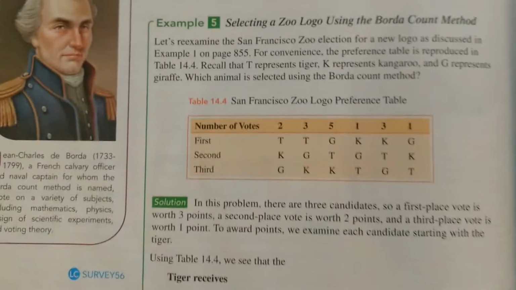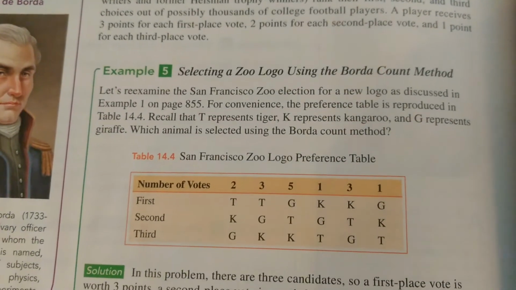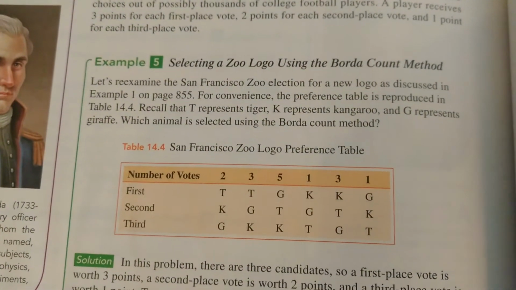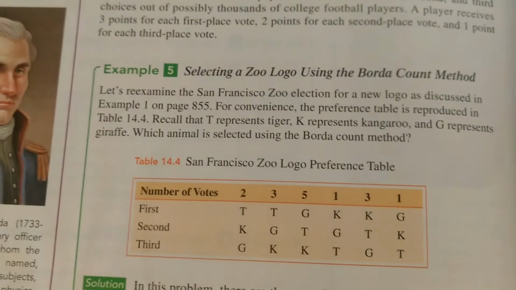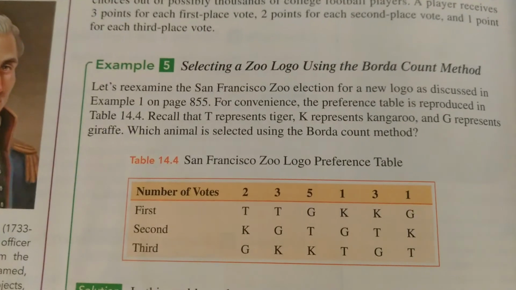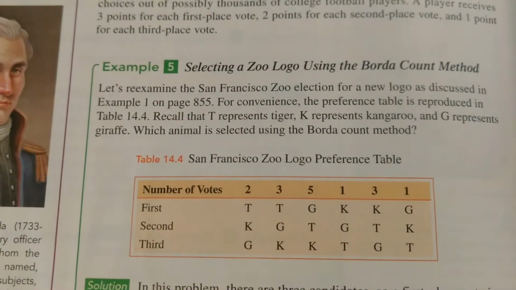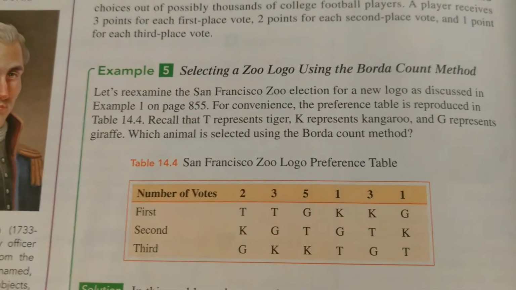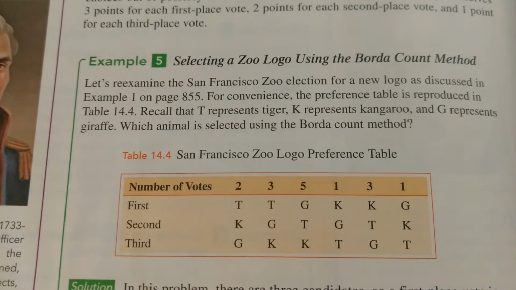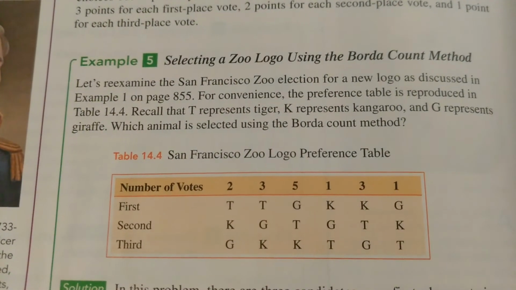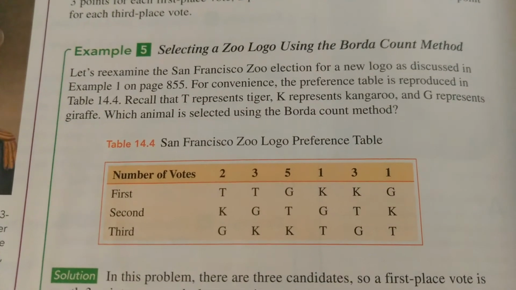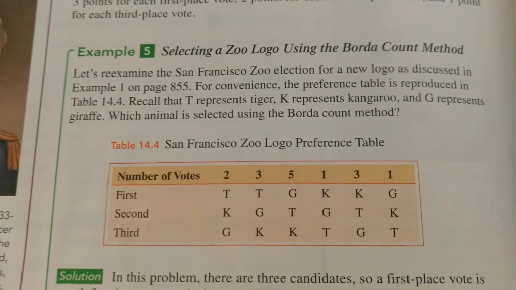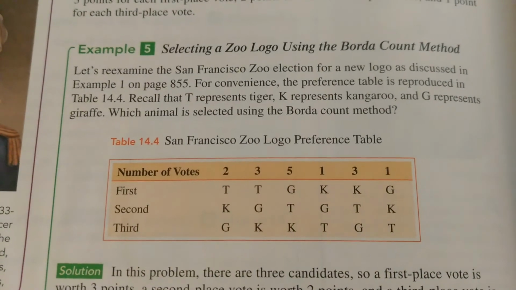An example of this is this example problem here. It says, let's re-examine the San Francisco Zoo election for a new logo as discussed in example 1 on page 855. This is in your textbook. For convenience, the preference table is reproduced in table 14.4. Recall that T represents tiger, K represents kangaroo, and G represents giraffe. Which animal is selected using the Borda count method?